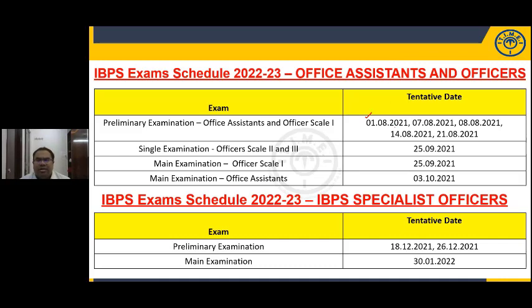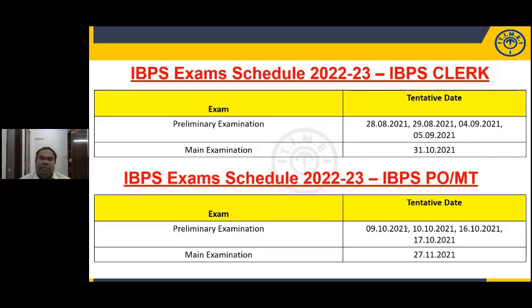Right? So 1st August, 7th August, 8th August, 14th August, 21st August, RRB Office Assistant and Officer Scale 1. Then if you look at IBPS Specialist Officer, we have 18th December, 26th December. I'm talking about prelim exams, ma'am. If you look at IBPS Clerk Prelim Exam, 28th August, 29th August, 4th September, 5th September. IBPS PO, it is 9, 10, 16, 17.